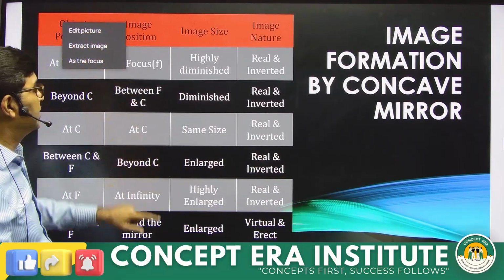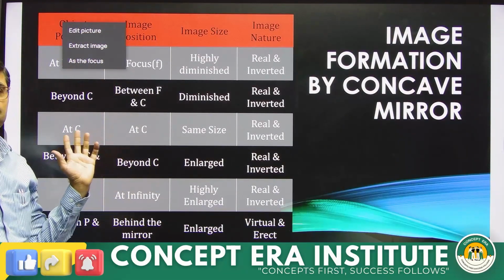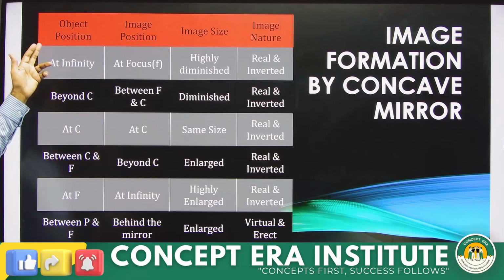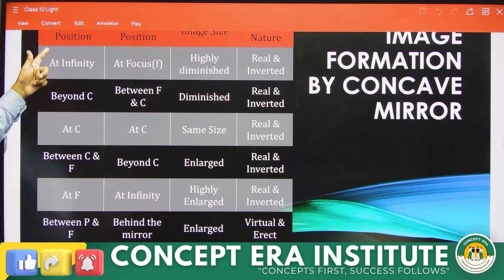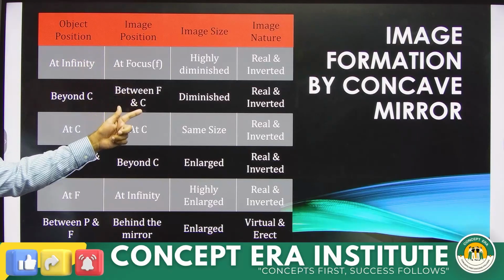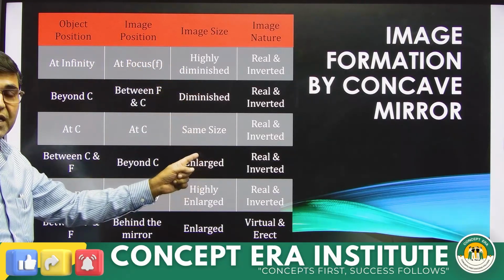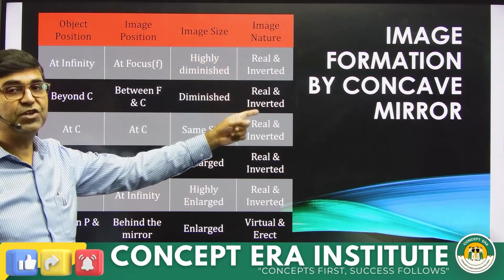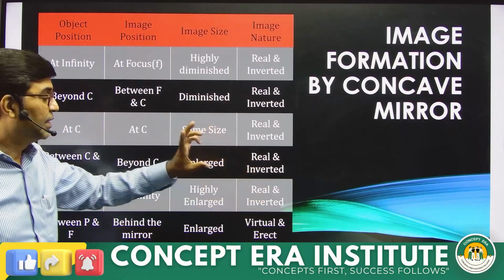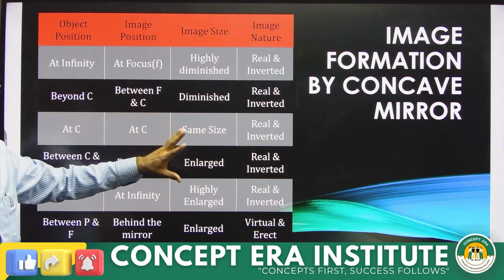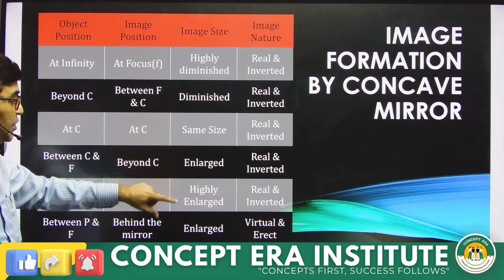This table is also given in your textbook, which shows the position of the object, the position of the image, the size of the image relative to the object, and the nature of image. For this, we will discuss it through diagrams individually.